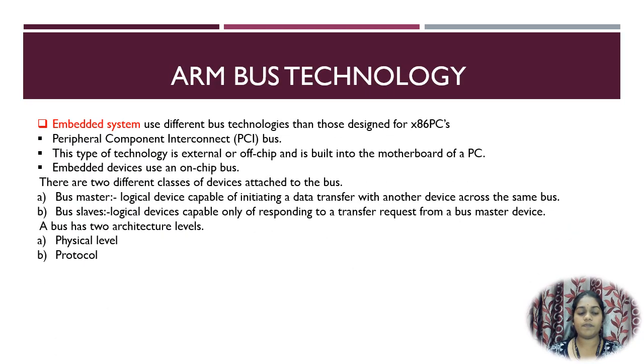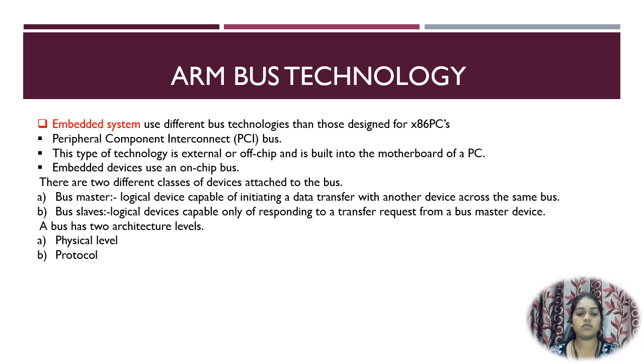ARM bus technology. Embedded systems use different bus technology than those that are designed for x86 PCs. Peripheral Component Interconnect bus, also known as PCI, is a type of technology that is external or off-chip, built into the motherboard of PCs. The embedded device uses an on-chip bus, and the embedded systems are more powerful as they are connected on-chip. There are two different classes of devices that are attached on the bus, that is the bus master and the bus slave.